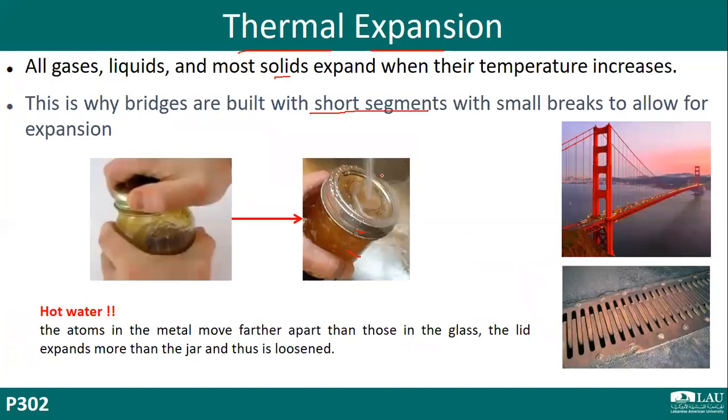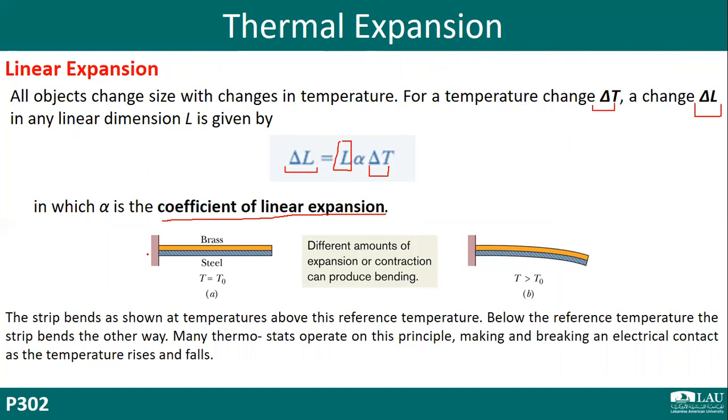And that's why here we were able to open the jar, because we don't have the same coefficient for the glass and the metal. To prove this, let's take the example of this strip, which is formed from two rods, steel and brass, and they are stuck together. At the beginning they were at room temperature, the reference temperature.